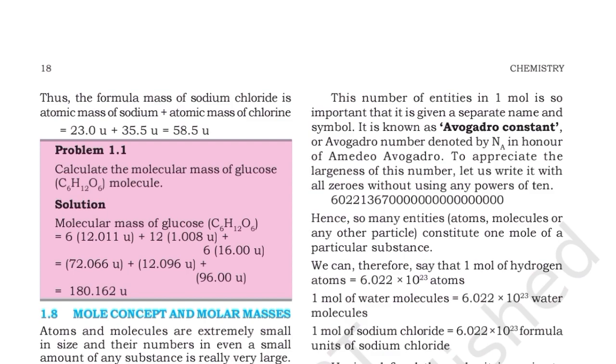Thus, the formula mass of sodium chloride is the atomic mass of sodium plus the atomic mass of chlorine, which is equal to 23.0 u plus 35.5 u, which is equal to 58.5 u.